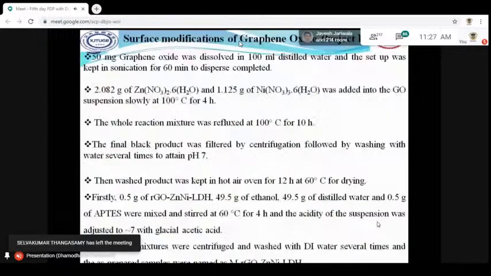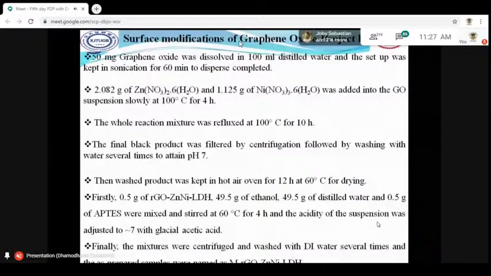So this is our second project. In the second project also, we decorated our graphene oxide with some LDH material. We have taken zinc nickel LDH. For the zinc nickel, this is also an in situ process. We have taken a precipitation method.